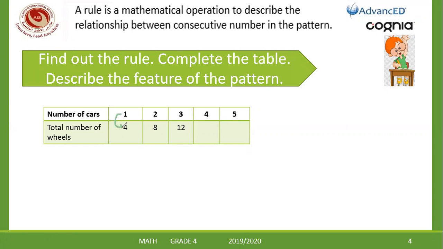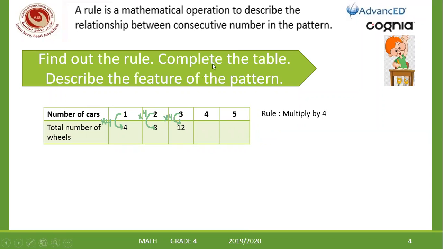So 1 becomes 4 if I multiply by 4. Can you use the same rule to find the second? 2 becomes 8 if you multiply it by 4. What about 3? Also you multiply by 4. So we can use the multiplication operation to describe this pattern rule: multiply by 4. The rule here is multiplied by 4.